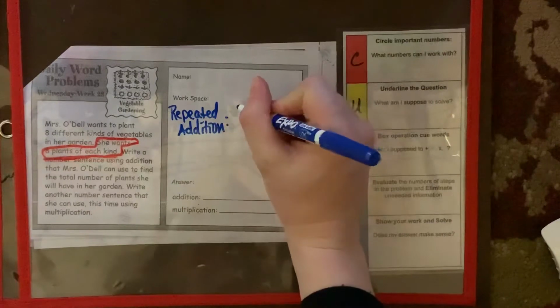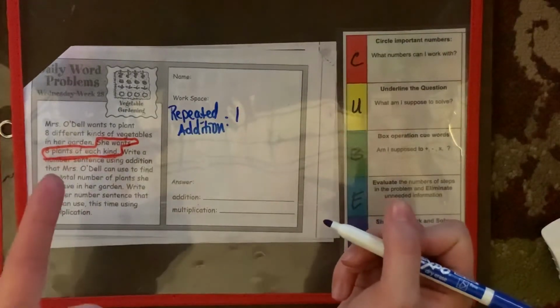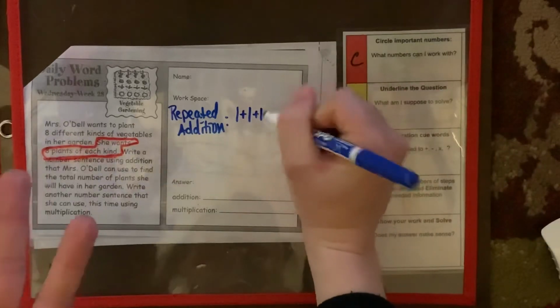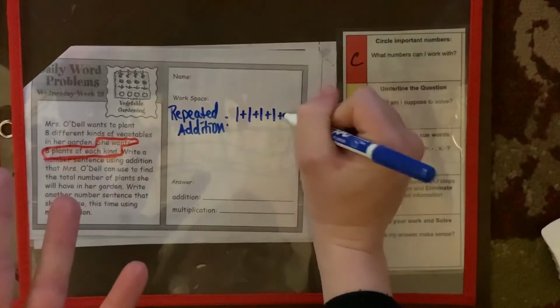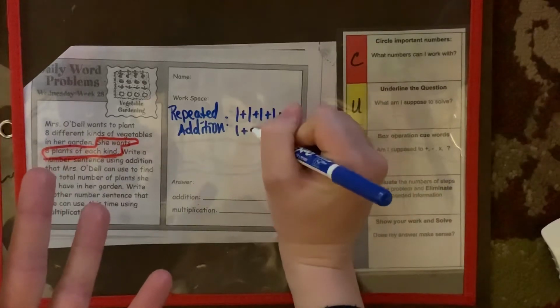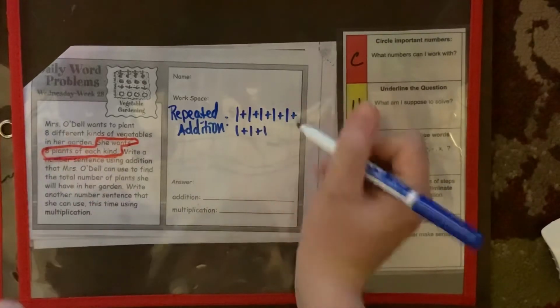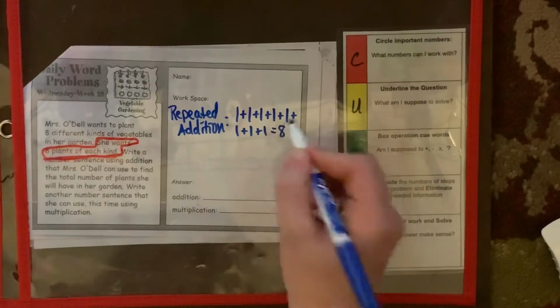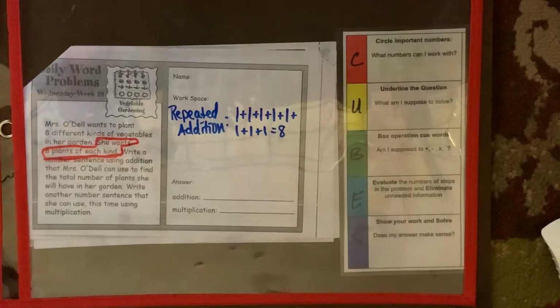Okay. 1 plant. Then we're going to add another plant, and another plant, and another plant, and another plant, and another plant, and another plant, and another plant. Is that 8? 1, 2, 3, 4, 5, 6, 7, 8. Yes. Okay. There's our repeated addition.